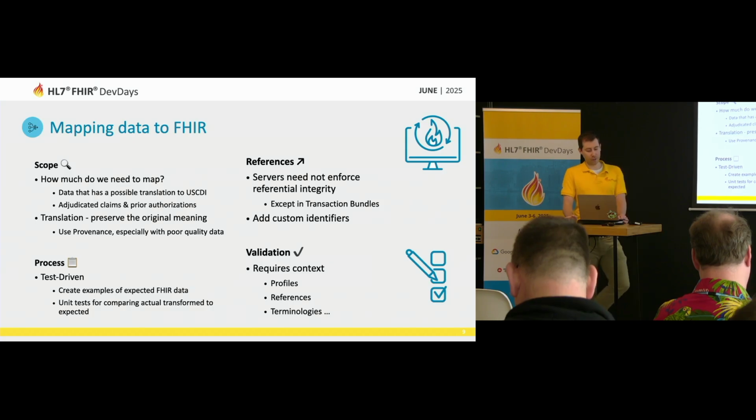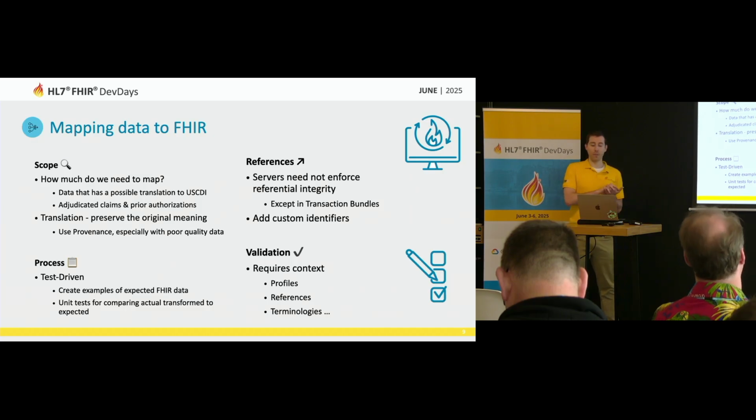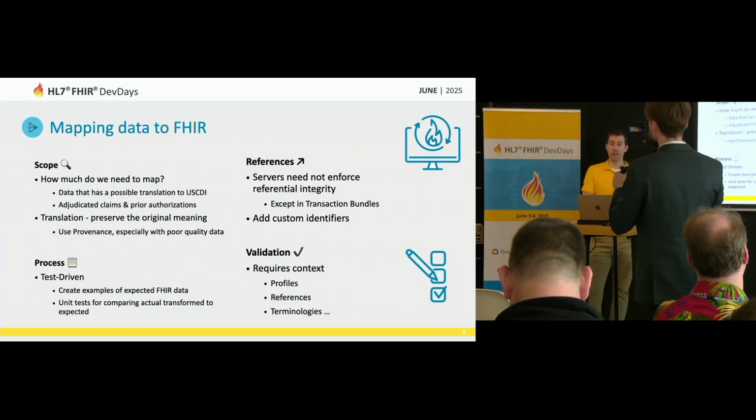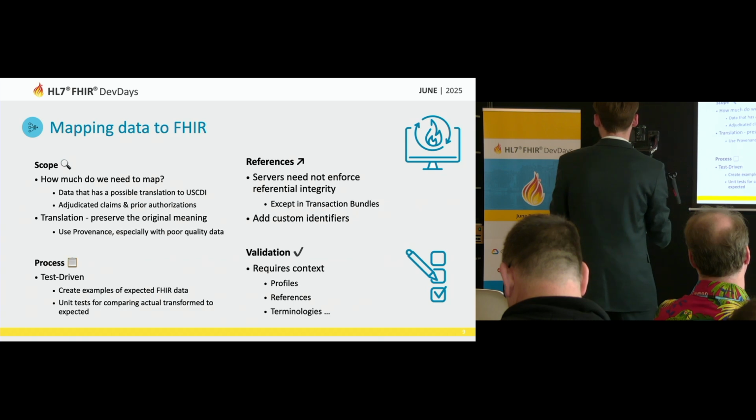Second, in order to create a mapping that can correctly translate your data, you'll need some examples of what a correct translation should look like. So you can make unit tests, which compare examples of data that you've actually transformed to what that data is expected to look like. And this helps define what a correct translation is.